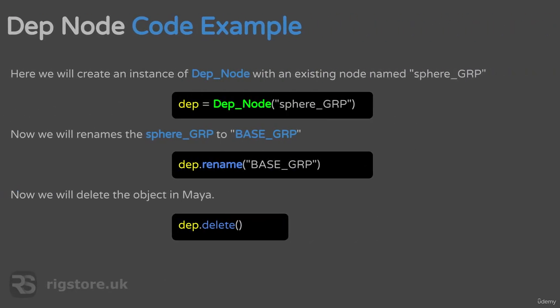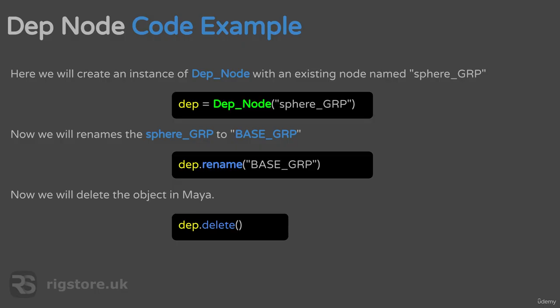So here's a code example. We are going to create an instance of our dep node when we're working in Maya. In this instance, we're going to use, say, a made-up group called sphere group. And let's say that we use an instance of our dep node and assign it to the variable dep. And we're then going to add that sphere group to it.